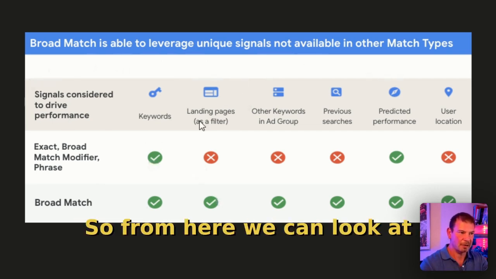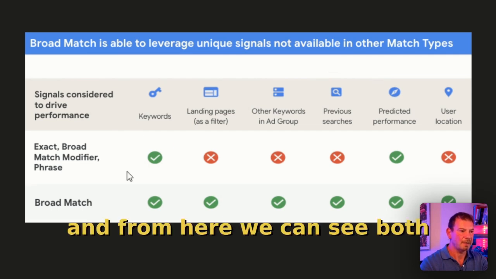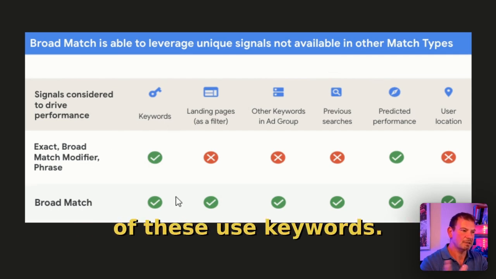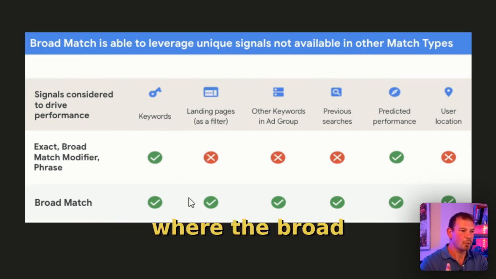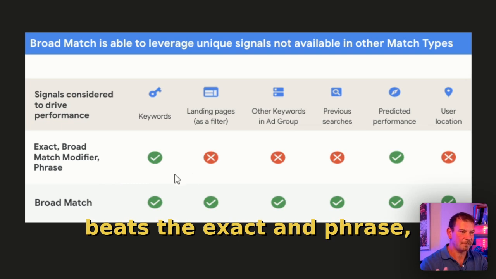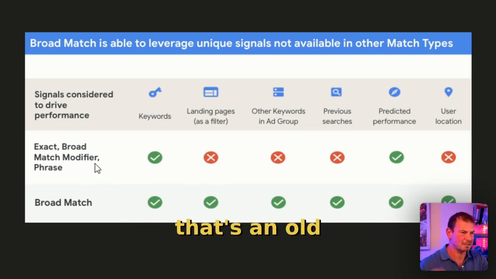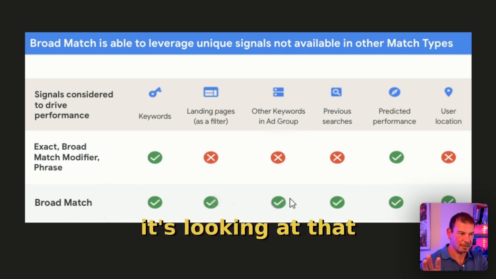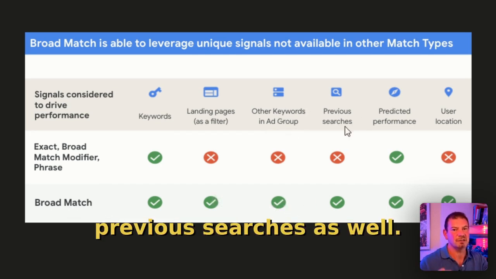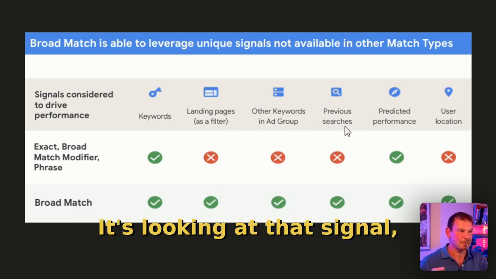So from here, we can look at the documentation, and we can see both of these use keywords. We know that. Where the broad beats the exact and phrase, it's got a modifier that's 2 or 3 years ago. That's an old match type that we don't use anymore. And landing pages. So it looks at the landing page as well. If you're running broad keywords in ad groups, it's looking at that. Previous searches as well, it's looking at that signal.